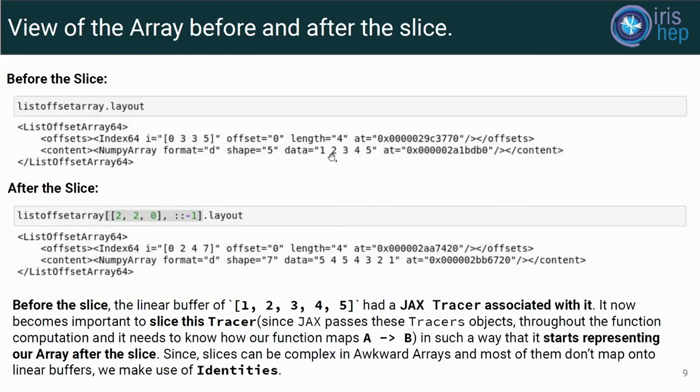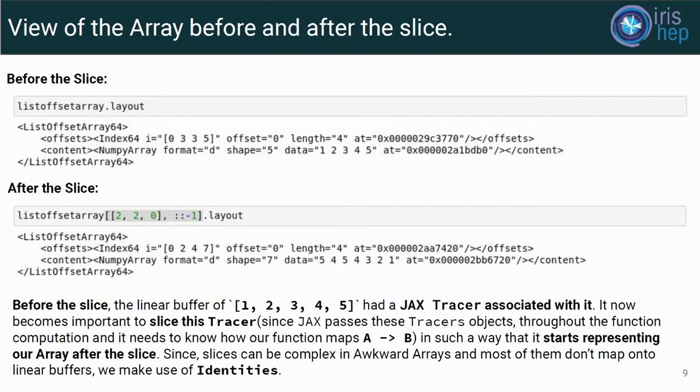Now, the problem is that 1, 2, 3, 4, 5 had a JAX tracer associated with it. But how do we slice this JAX tracer in a way that it represents this data buffer after the slice? So we need to do another get item call. We need to write a specific get item call to handle tracers, which will basically map the tracers the same way the function maps A to B, so that it starts representing the array after the slice.